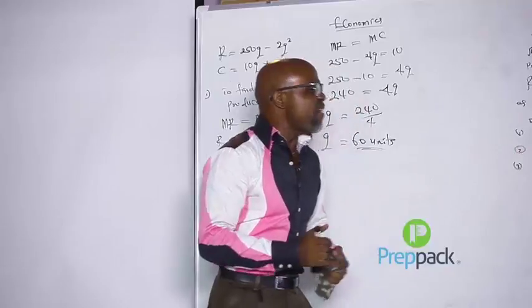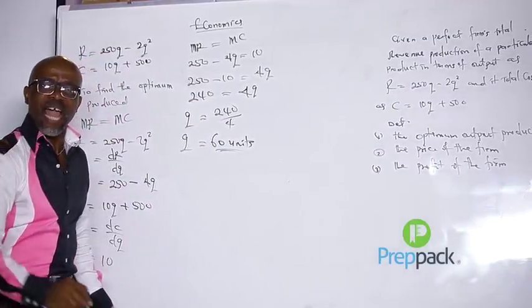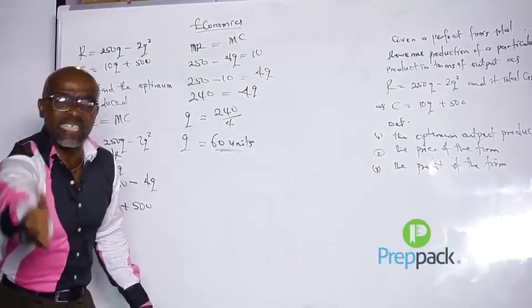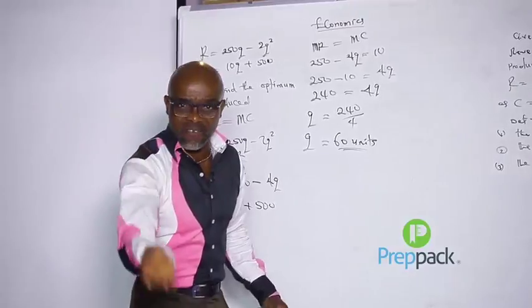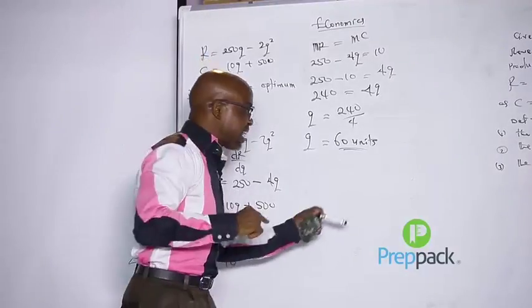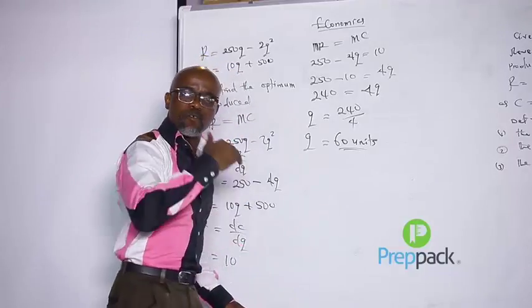Number 2 says, find the price of the product of the firm. When I ask you to find the price, it means what now? Find the average revenue. What is the average revenue? The amount of money you got from one unit sold. I told you previously that your average revenue is the same as your price. So how do you want to find the price now?